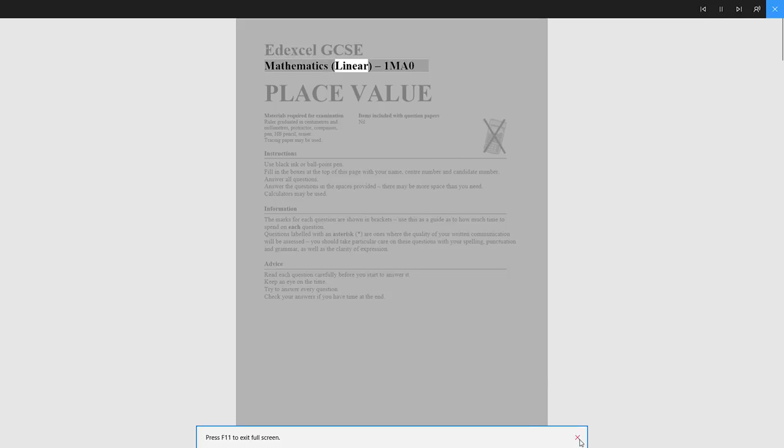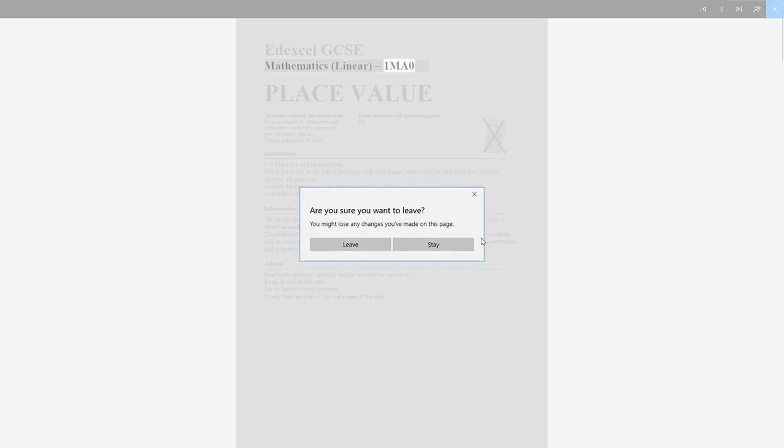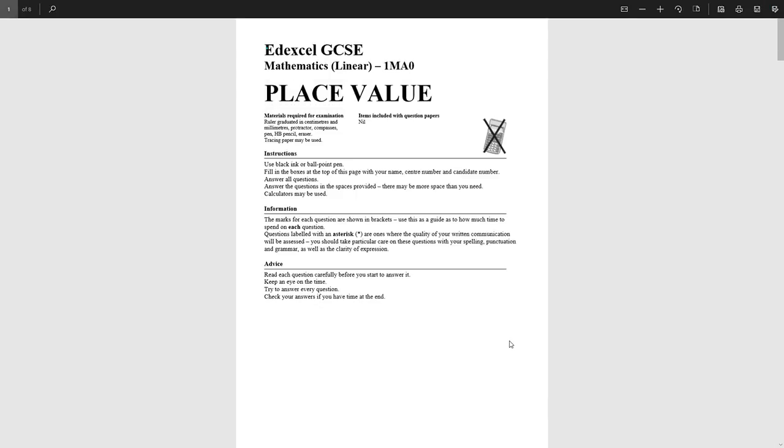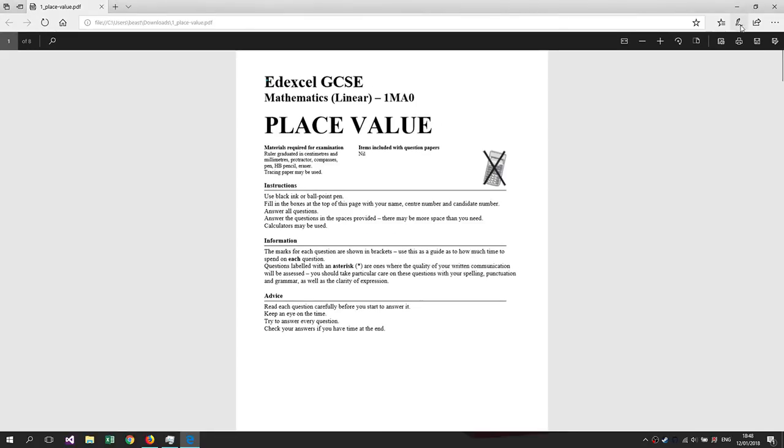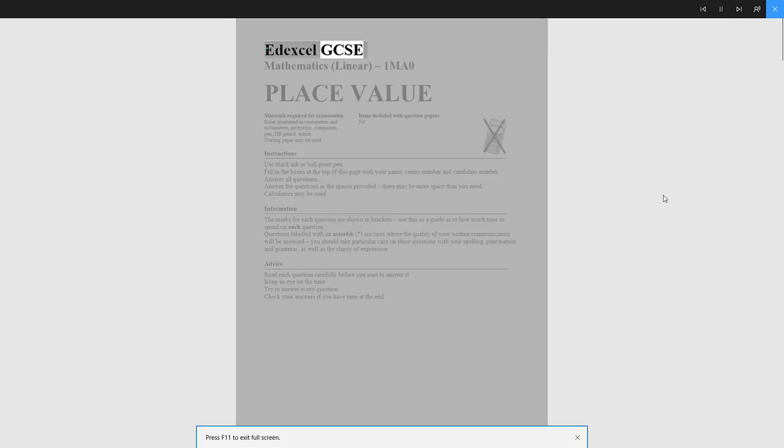Mathematics, linear, 1MA0. Edexcel GCSE Mathematics, linear, 1MA0.